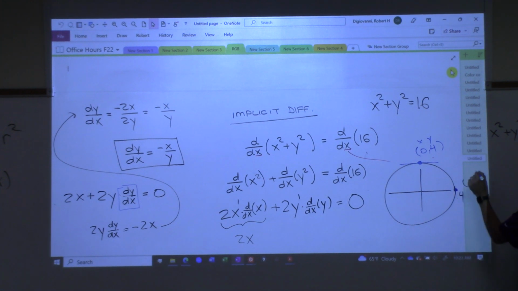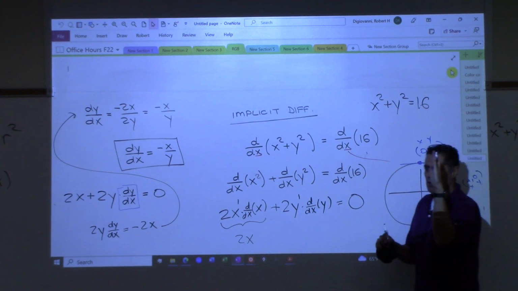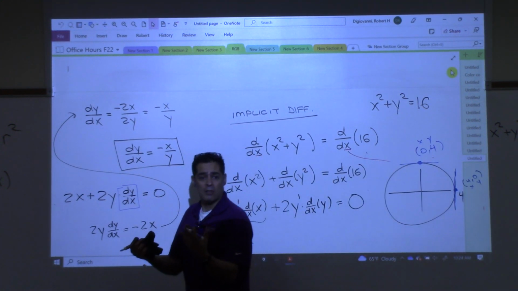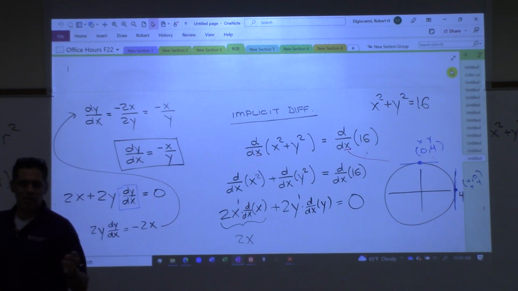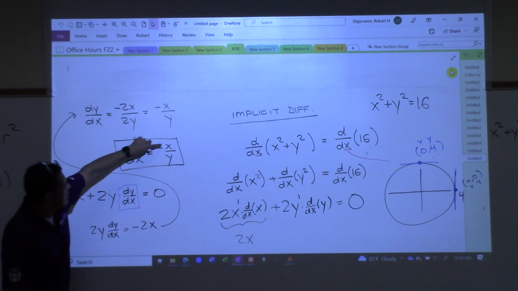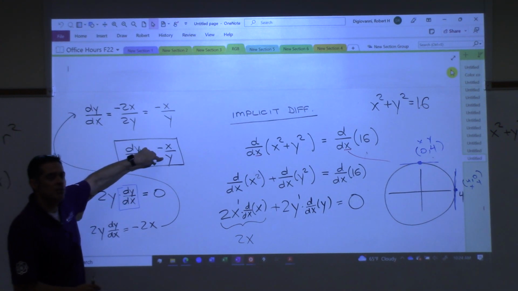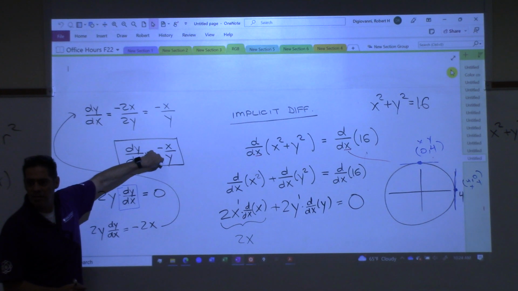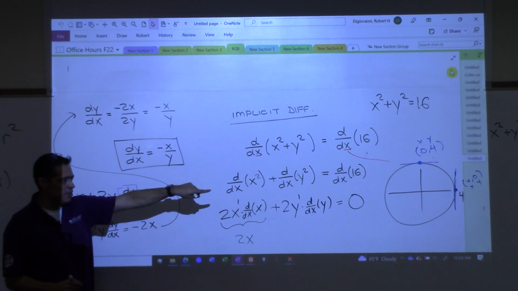How about this one? What's that point? 4, 0, right? That's your x, that's your y. What should the slope of this line be? Ooh, wait a minute, it's vertical, isn't it? Vertical lines have undefined slopes, right? Well, try and plug that in over here. Plug in 4 for x and 0 for y. You get division by 0, it's undefined. That matches with what's going on over there, right?